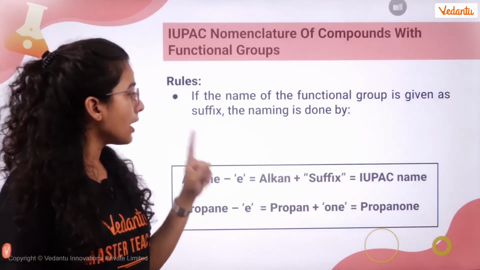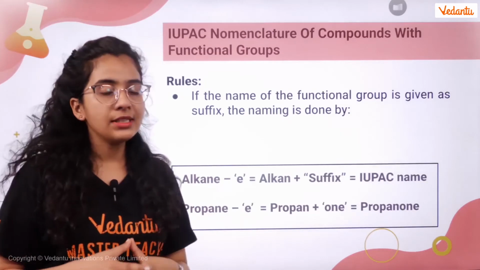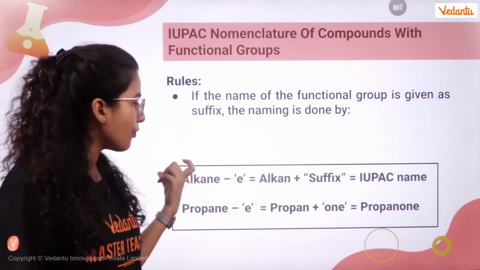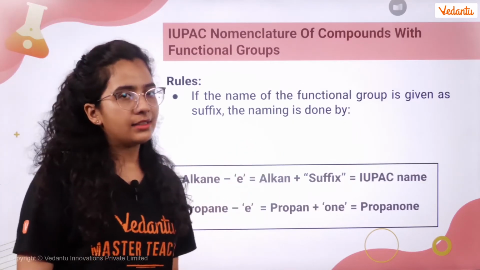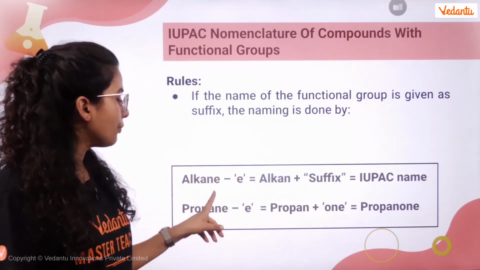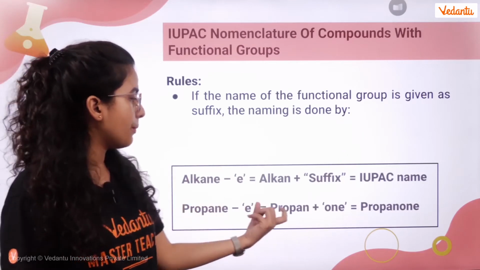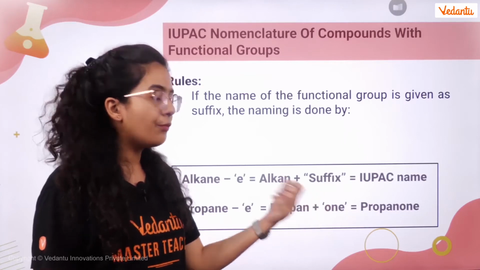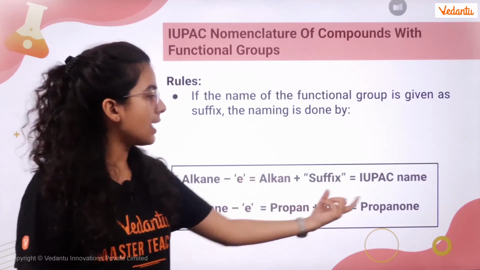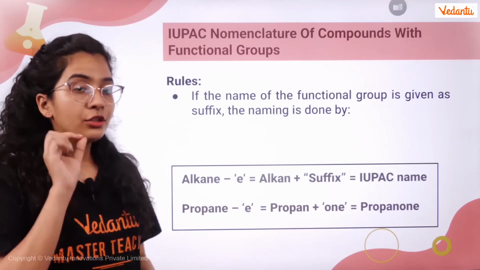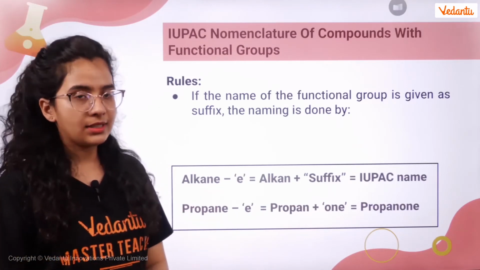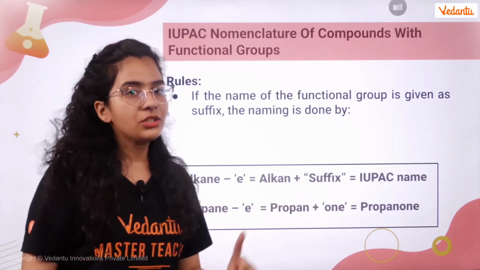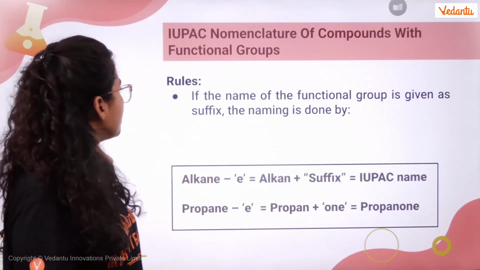Alright? So if the name of the functional group is given as a suffix, then how is the naming done? In that case, we remove the e from alkane and then we add the suffix. For example, propane. We remove this e from propane, we get propan, and then we add the suffix. So one is the suffix for ketone, right? We remove this e and that's how we get propanone, right? So while writing the name, we need to keep these things in mind. Sometimes in the options, all the names look correct, just spelling mistakes are there, so we need to find the correct option, okay?